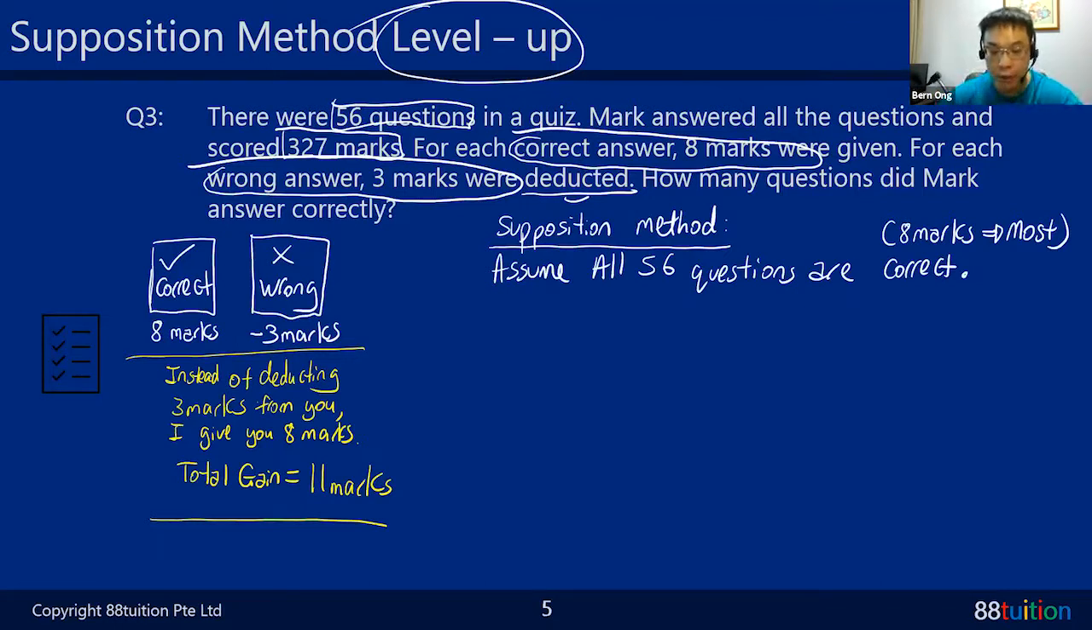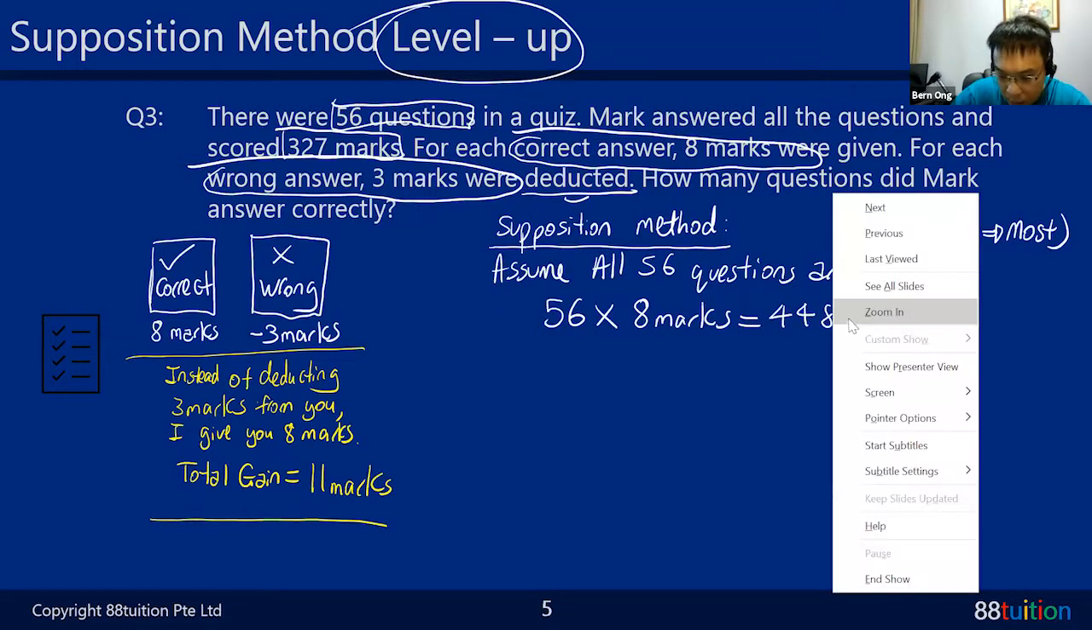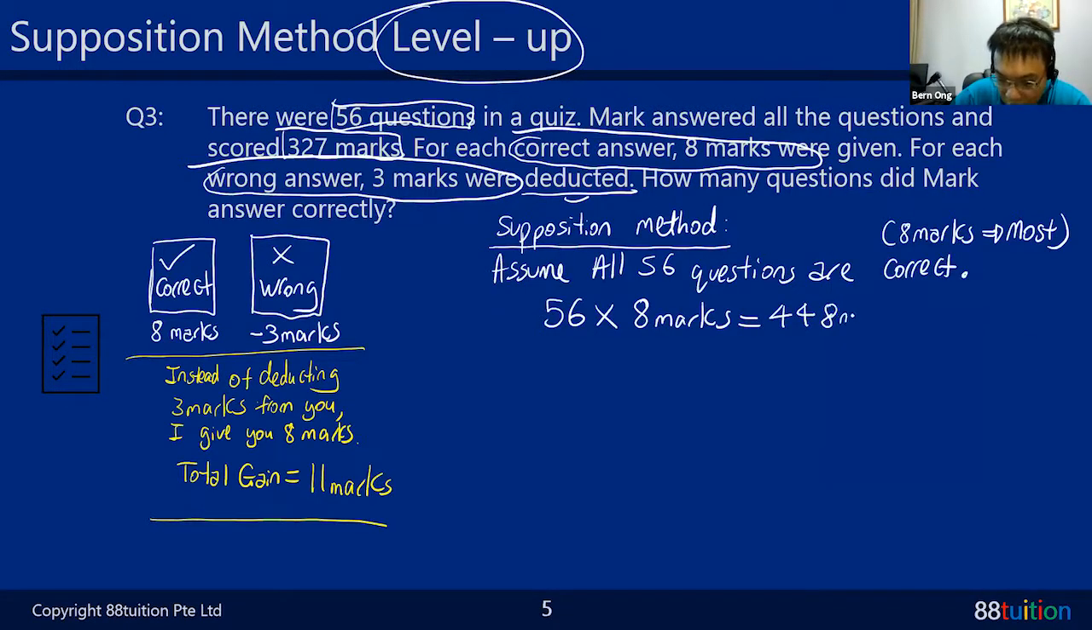Okay, so down here, you assume all 56 questions are correct. If all 56 questions are correct, what happened? 56 times what? Correct means 8 marks. All 56 questions are correct times 8 marks. How much do you get? You're supposed to get 448 marks. But are you getting 448 marks? No, you're only getting 327.